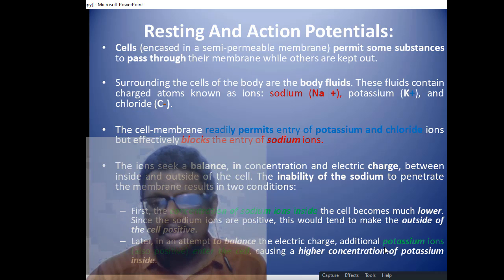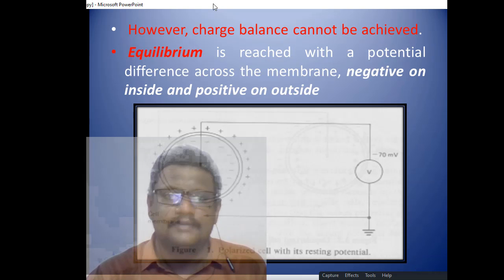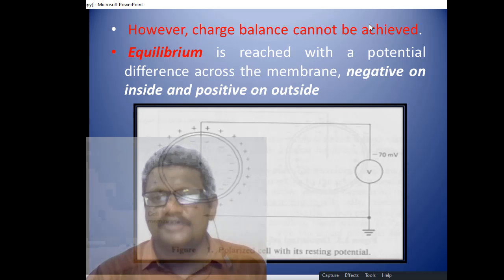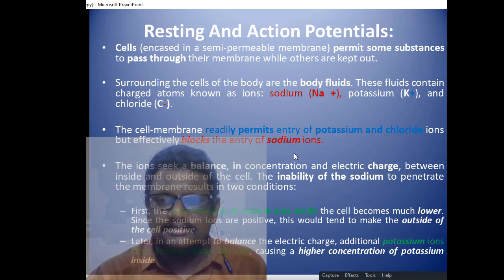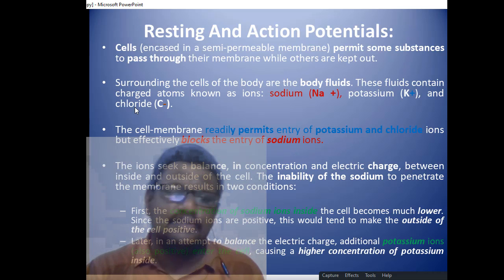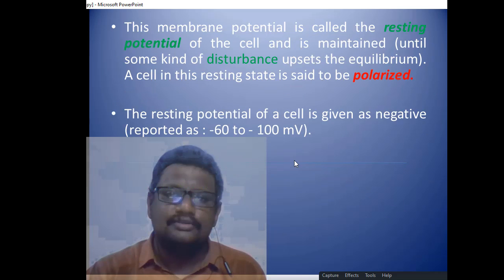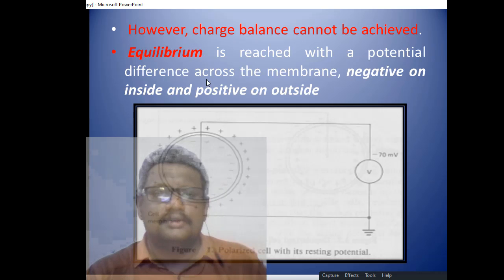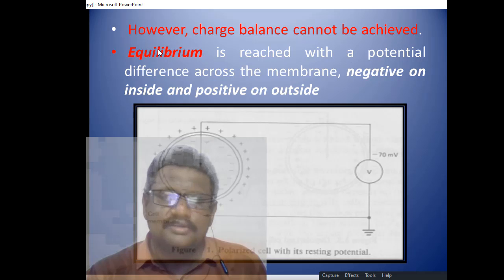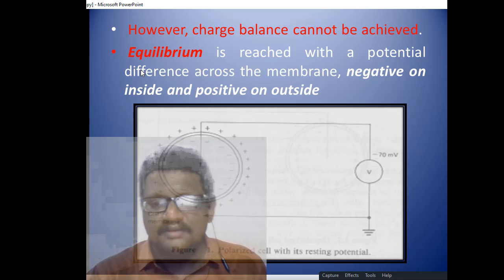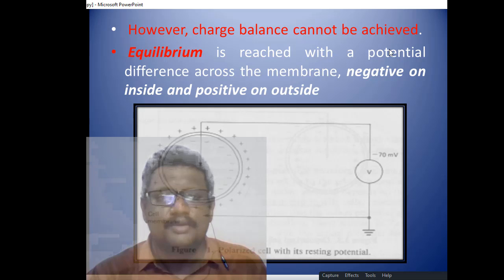So additionally, potassium ions also try to enter inside, causing a high concentration of potassium ions inside. However, charge balance cannot be achieved because more negatively charged chloride ions are there inside. So even though charge balance cannot be achieved, this is called equilibrium. So temporarily we call this the equilibrium. Equilibrium is reached with a potential difference across the membrane, negative on inside and positive on outside.